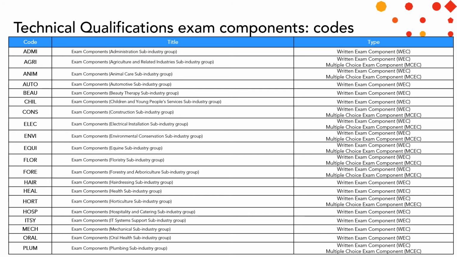So the table here shows all of the exam component codes for technical qualifications. These can be found in Appendix 2 of the System User Guide. But just as a reminder here, you can see that some of the qualification groups, such as animal care or construction, do have exams available as written exam components or multiple choice components. And if you've used both types of exam, then a sample of evidence is needed for both types. So please refer back to the centre guidance for technical qualifications if you need further information on this.